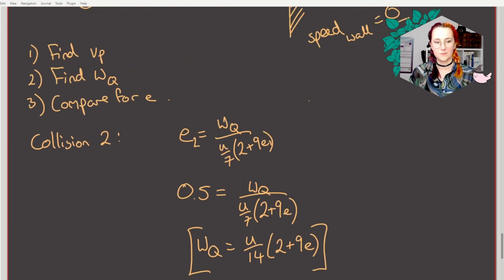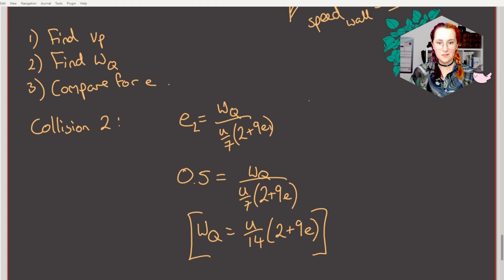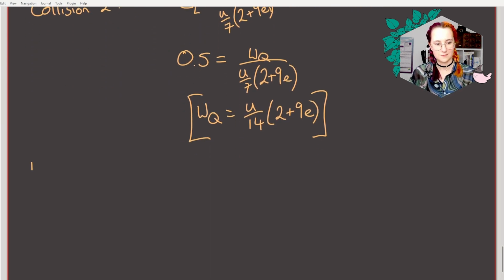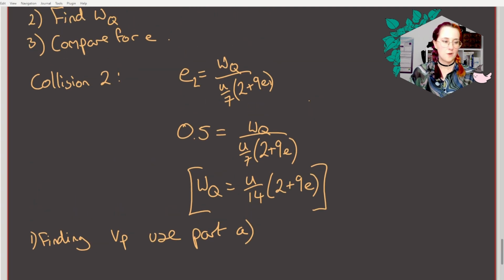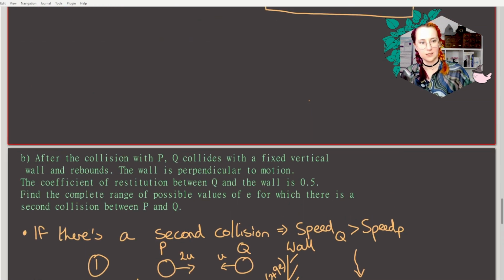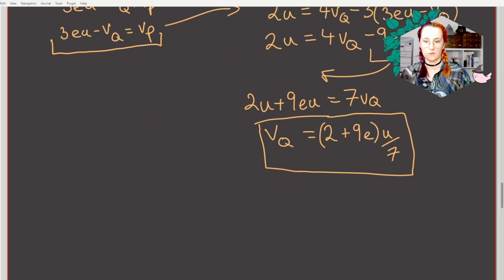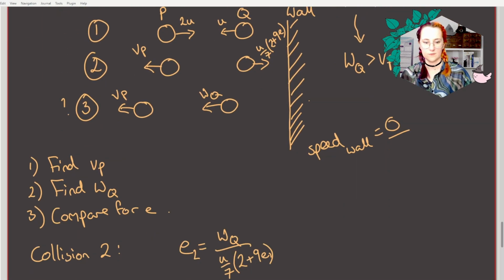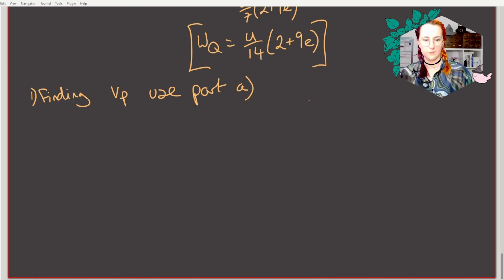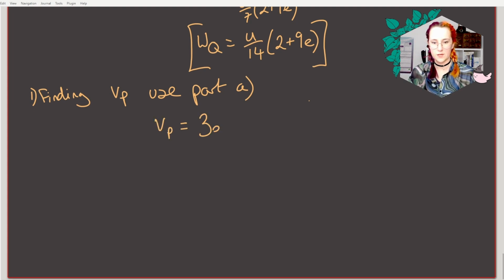But we still needed to find VP, so I did that in the wrong order. Finding VP, we're going to use part A. So you remember how all the way up here, we had this equation: VP was 3eu minus VQ. So VP is 3eu minus u over 7, 2 plus 9e. Okay, getting somewhere.